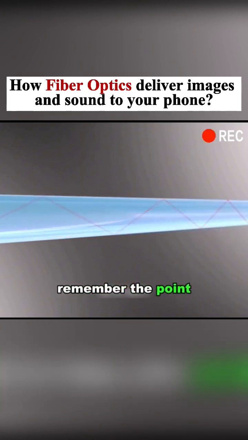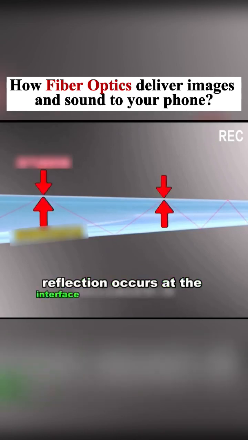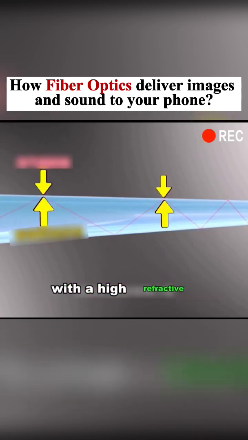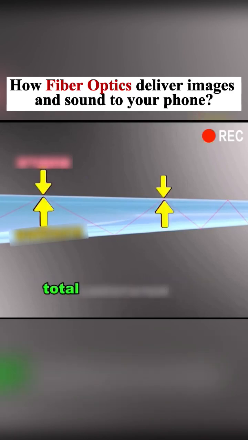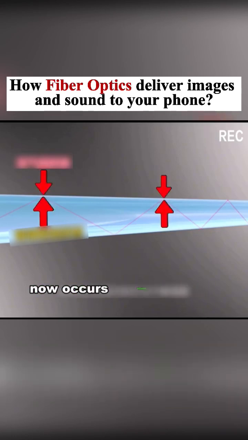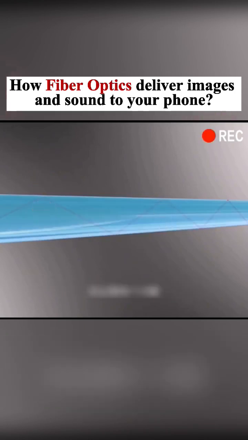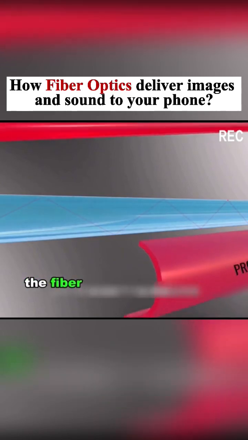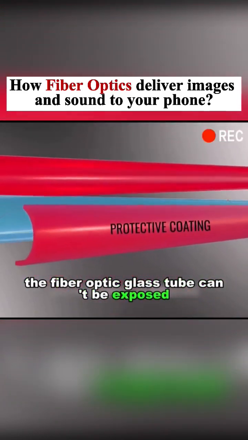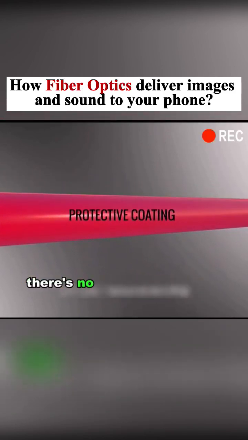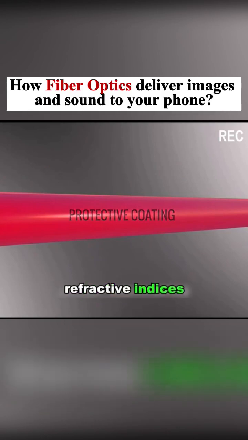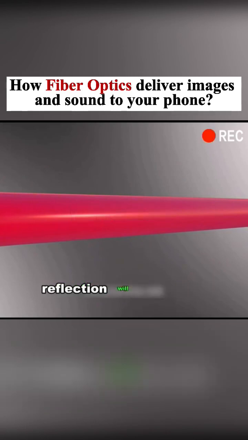Remember the point. Total internal reflection occurs at the interface between a medium with a high refractive index and a medium with a low refractive index. For example, total internal reflection now occurs between a fiber optic glass tube with a high refractive index and air with a low refractive index. But there's a problem here. The fiber optic glass tube can't be exposed. The protective coating will take the place of the air. At this point, there's no interface between high and low refractive indices, and total internal reflection will disappear.